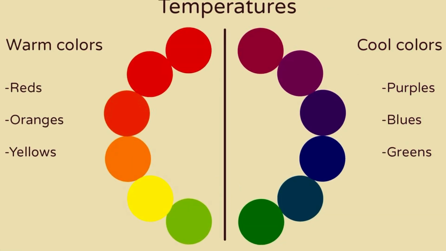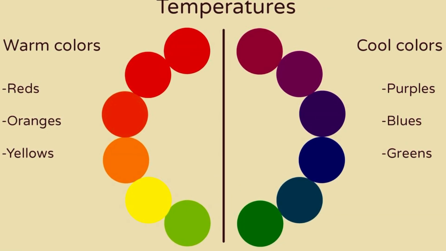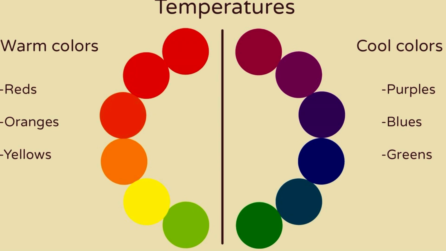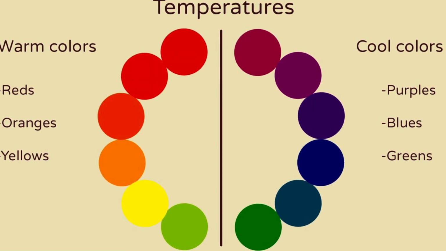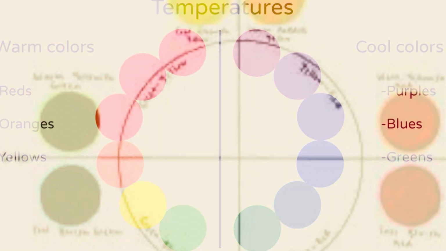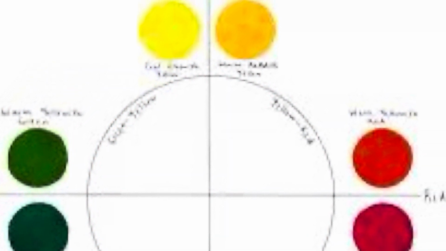For the temperatures of color, orange, yellow, and red are considered warm. Blue and green are considered cool colors. But each color also has a temperature of its own.